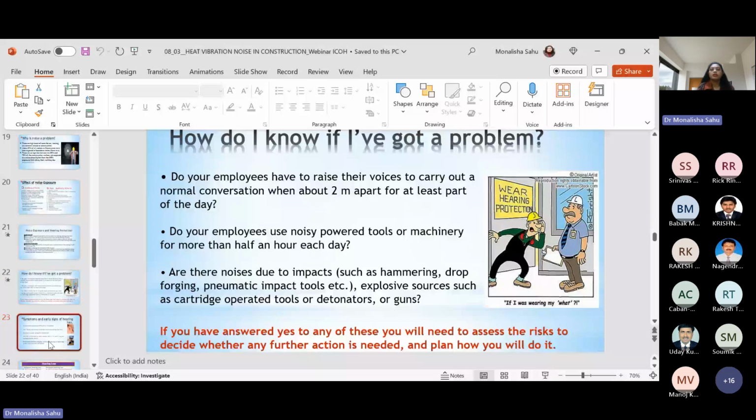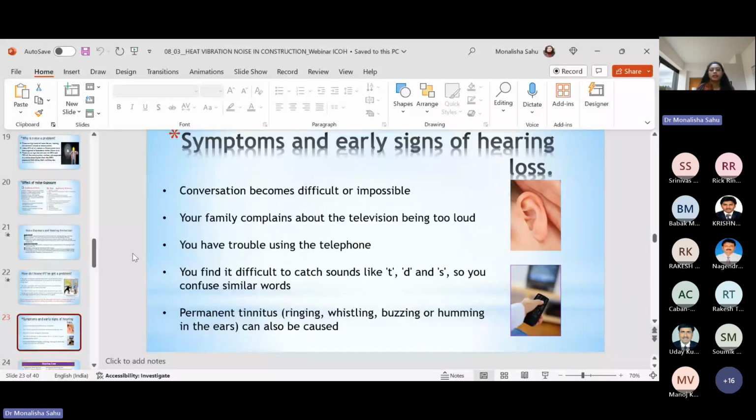Symptoms can be, initially, that conversation becomes difficult, or family complains about the television being too loud, you have trouble using the telephone, and you find it difficult to catch sounds like T, D, and S. So you're confused with similar words, and then it may result in permanent tinnitus.